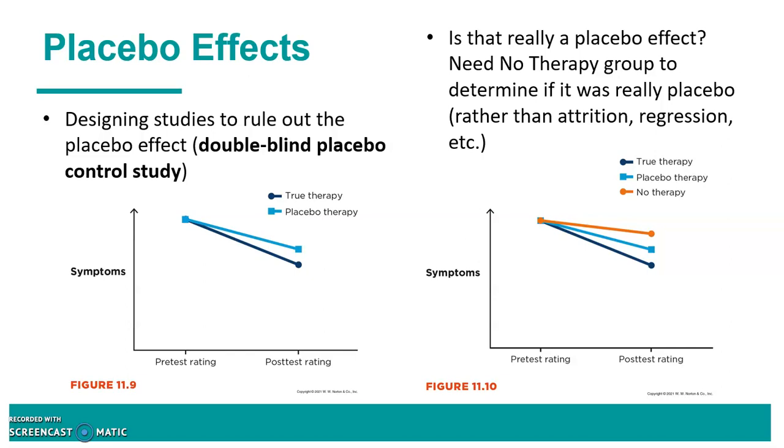So you could have a real pill, placebo pill, a sugar pill that looks exactly the same and everything, and then you have no pill. And if you see any improvement in the no pill group and the no therapy group, then you could say, well, that's probably due to attrition, regression, that kind of stuff. And then any additional improvement that you see in the placebo group, that is due to the placebo effect. Okay. So you can see how much of a particular treatment's effect is due to placebo and how much is due to other factors. Okay.